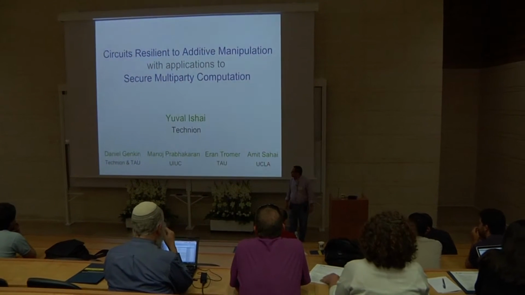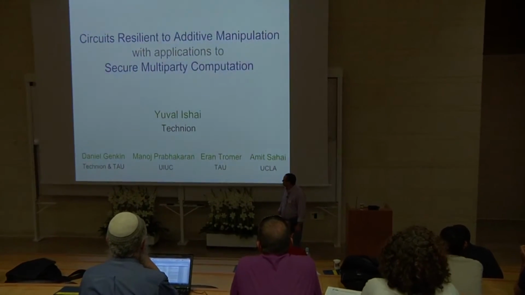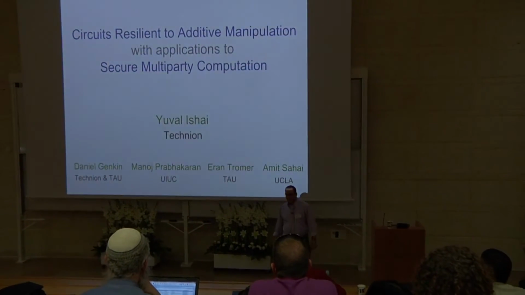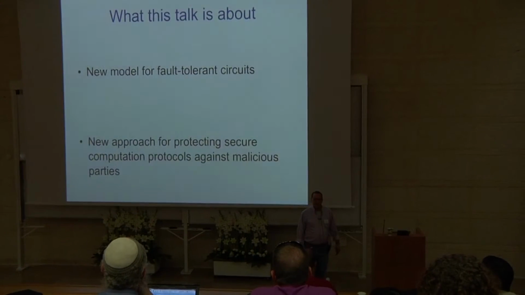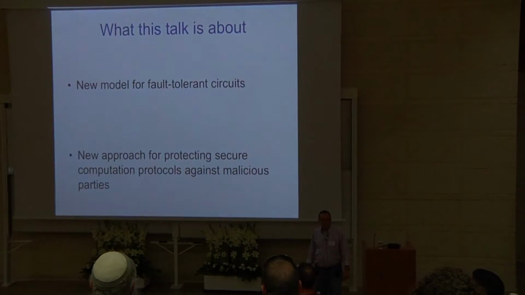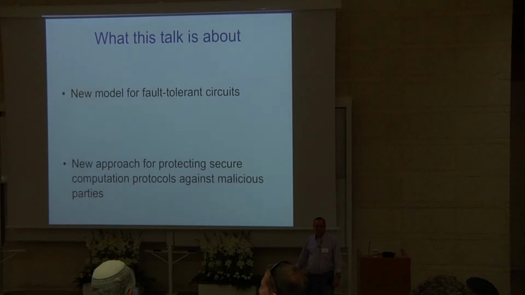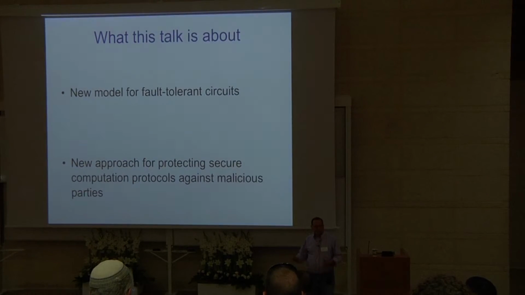So this is joint work with Daniel Genkin, Manoj Prabhakaran, Eran Tromer, and Amit Sahai. And as the title suggests, the talk will be divided into two parts. For the non-cryptographers in the audience, I guess that the first part, which talks about a new model for fault-tolerant circuits, will be more interesting.